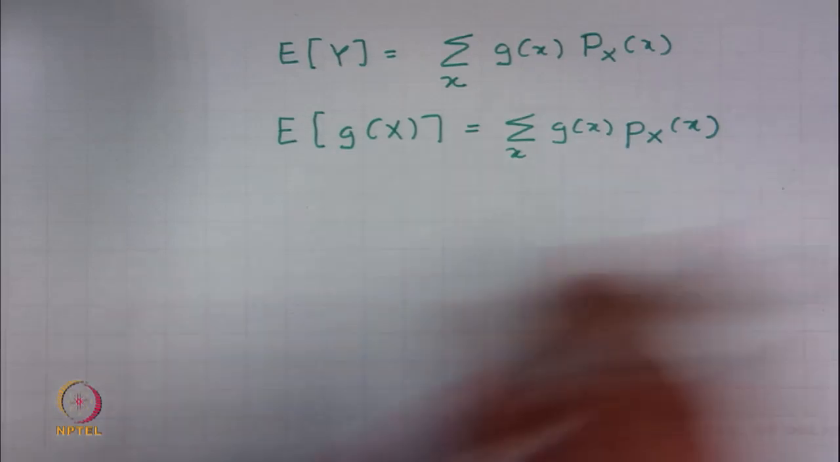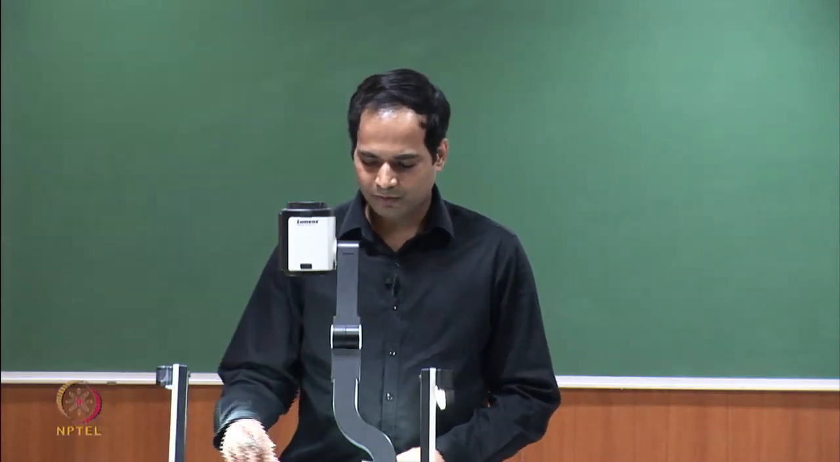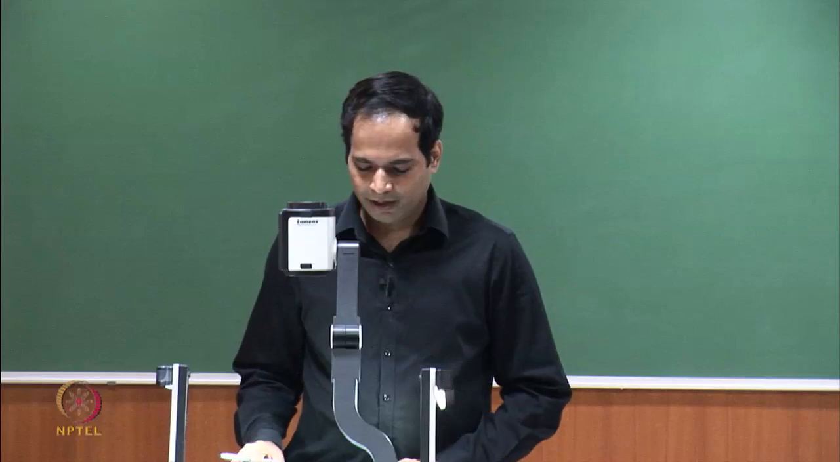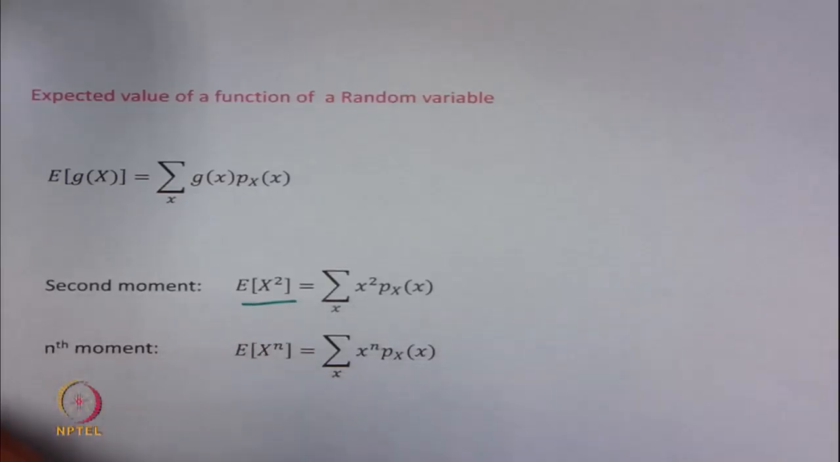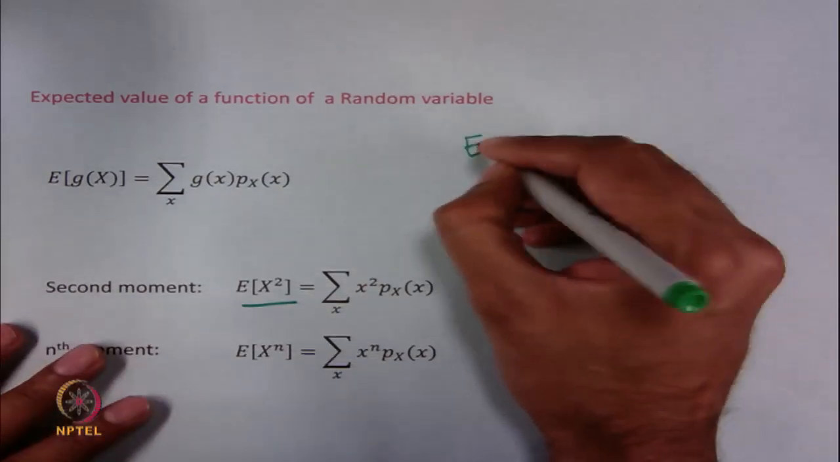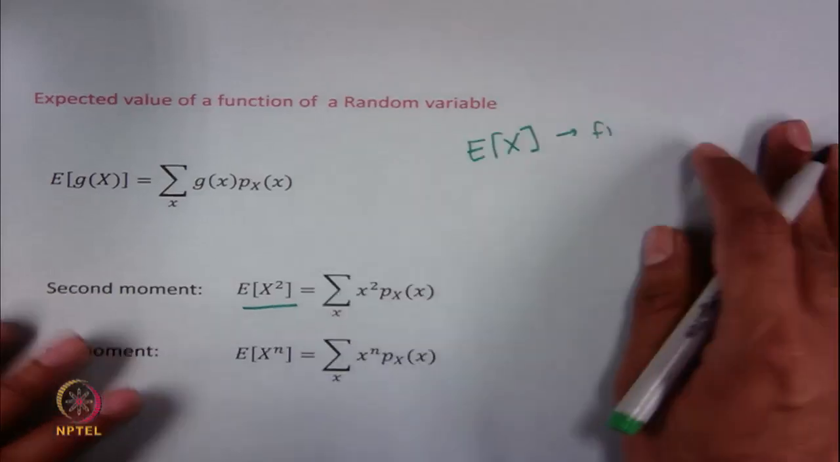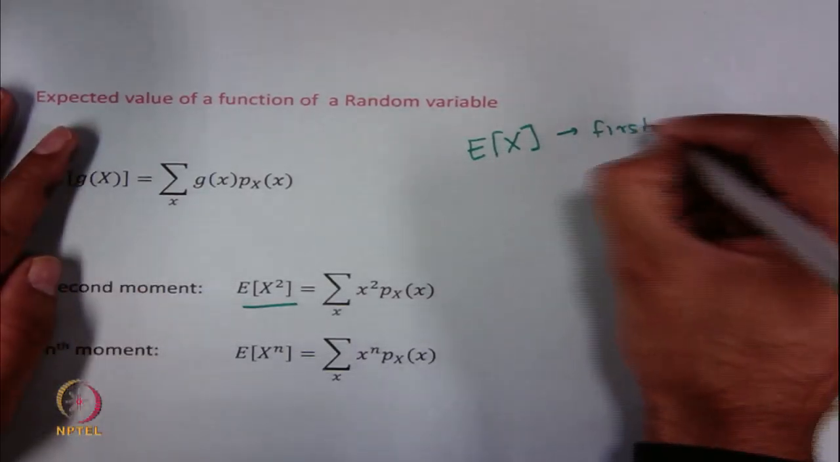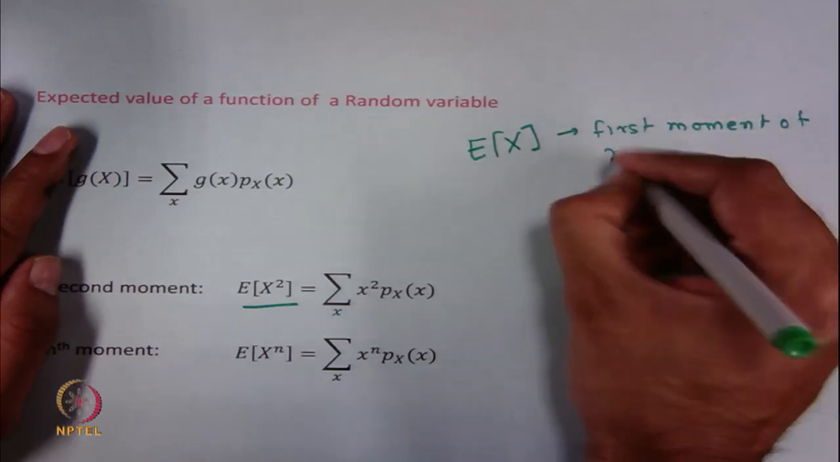You can do it straight away. Okay. So, if this definition is clear, let us make use of the hard work that we did, and let us try to define the second moment of a random variable. So, what is the first moment first? The first moment is nothing but the expected value of x. What is the second moment?